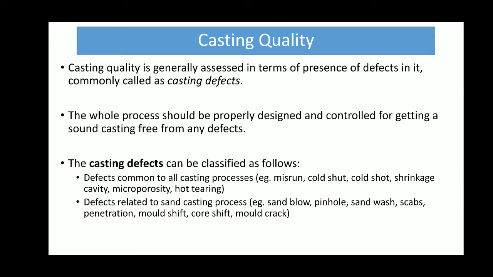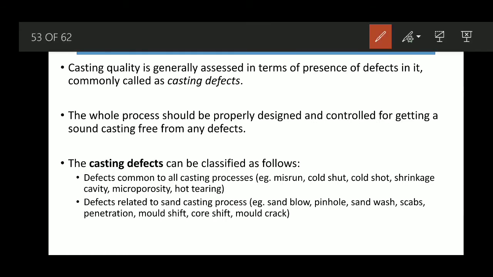These defects, with respect to which we discuss the casting quality, are commonly called casting defects. These casting defects are certain defects which may be there in the final cast product, and because of which we might have to either reject the cast part, or do some additional modification or secondary processing. Those kinds of defects prevailing in the cast part are known as casting defects.